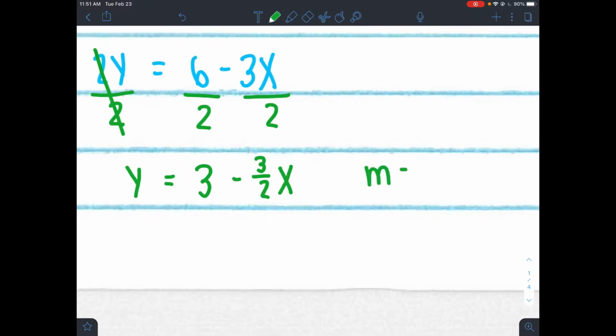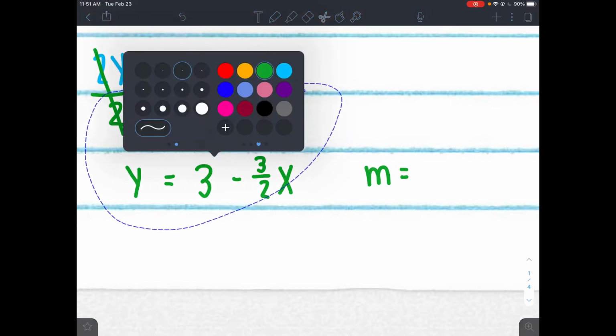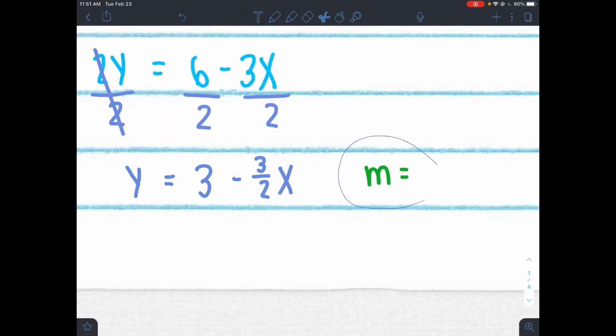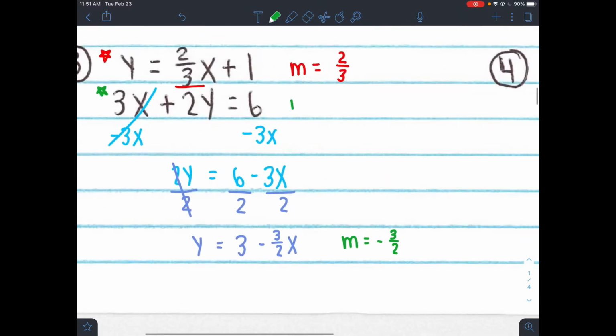So then what's your slope here? And actually, I think I'm going to change this color to like purple. So what's your slope here? Well, the y is by itself. It is in slope-intercept form, but what's the slope? Is it the 3 or the negative 3/2? Your slope here is negative 3/2. Remember, your slope is attached to your x in slope-intercept form. So that means that the slope of the second line here is negative 3/2.